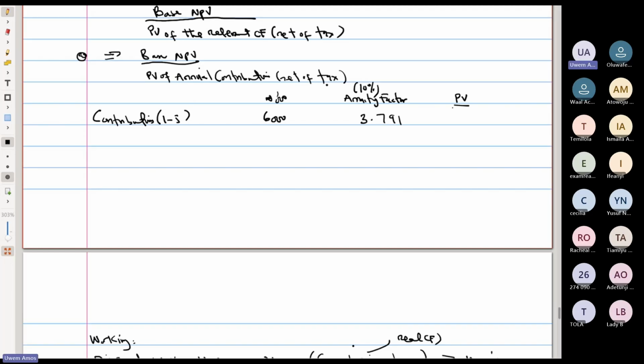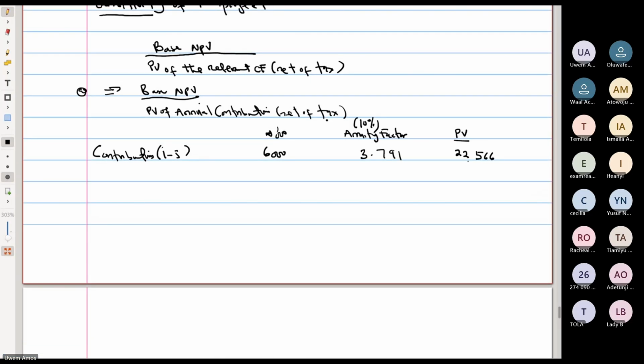So 6,000 multiplied by 3.791 gives us 22,566. Now, before you move forward, don't forget our formula. Net of what? Net of tax. Yes, net of tax.